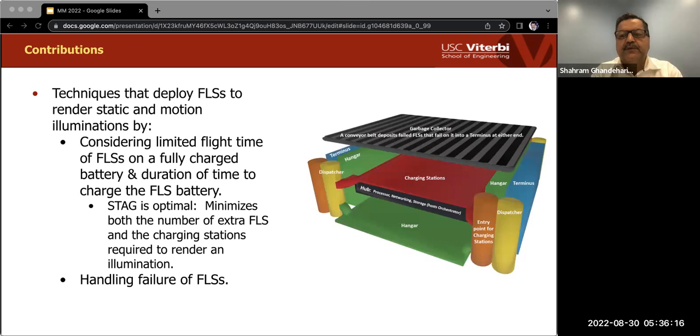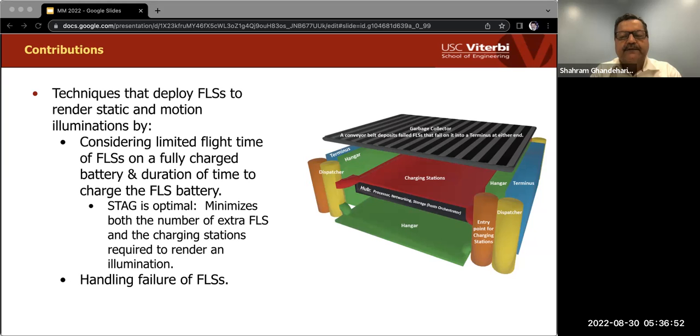In sum, the contributions of this paper include a collection of algorithms that display static and motion illuminations that consider limited flight time of FLSs on a fully charged battery and duration of time to charge the FLS battery. STAG is optimal in that it minimizes the number of extra FLSs required to render an illumination and the number of charging stations required to render the illumination.